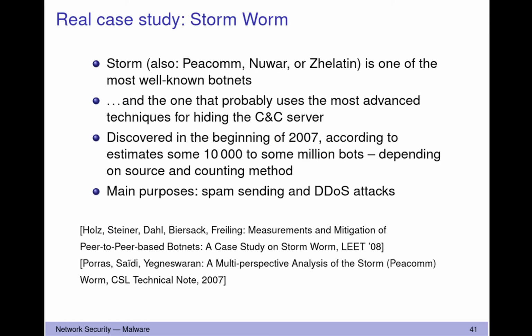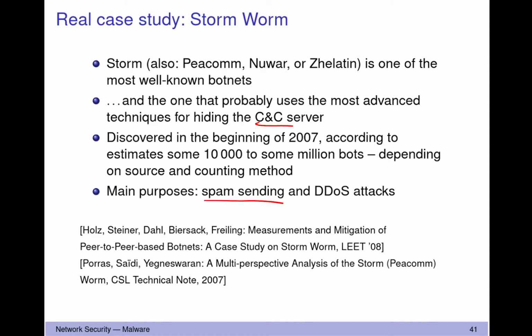So let's have a look. Again, a real case study. And how did it hide its command and control server? It was discovered some years ago. It had some million bots. What was it used for? Sending spam and distributed denial of service attacks.